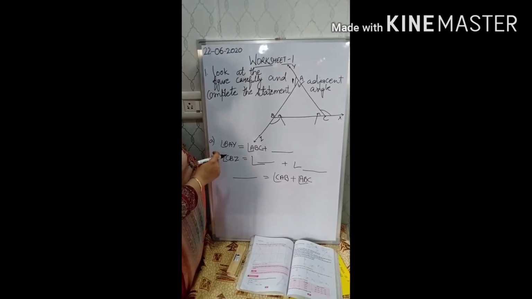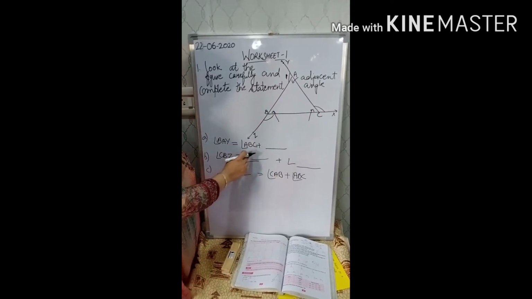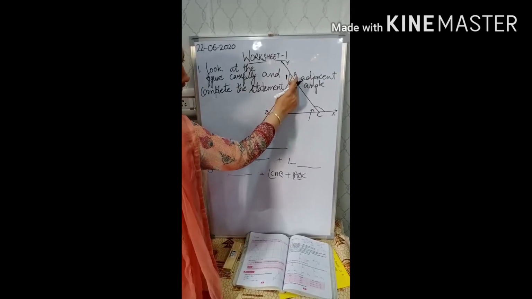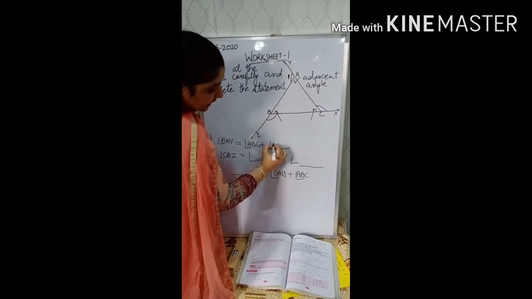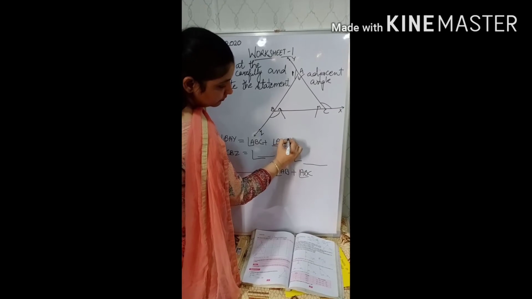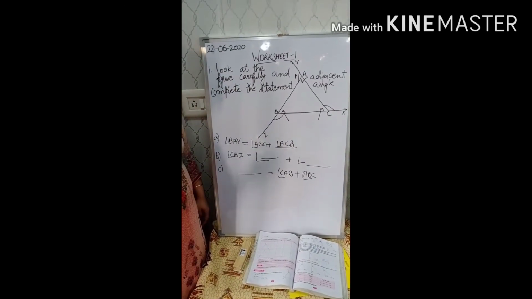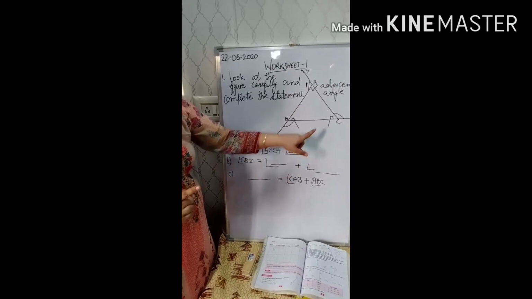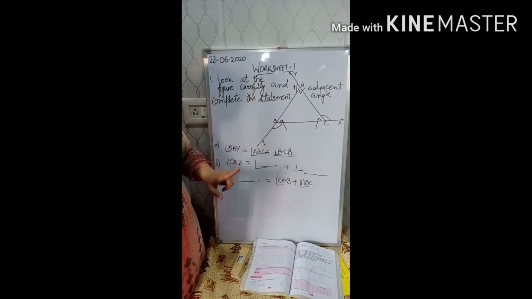So how can we name them? One name they have given is ABC. Another name we have to give is ACB. So another name of the angle is ACB. Keep this point in your mind: while writing the name of an angle, the vertex containing the angle should be at the center.